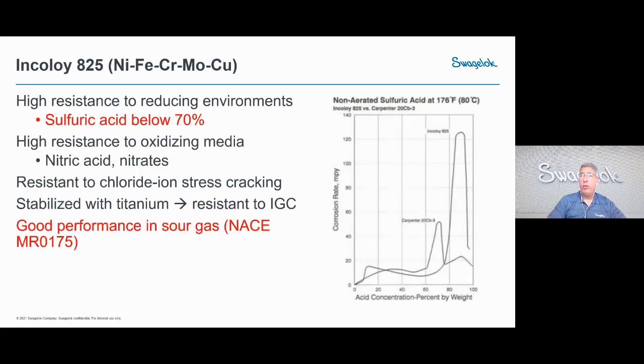So as I mentioned, Incoloy A25 and how it evolved, it's shown great resistance, as you can see here on the right-hand side of this slide, with its resistance to high concentrations of sulfuric acid. It also has really good performance in sour gas applications, and is recommended for them because of that.